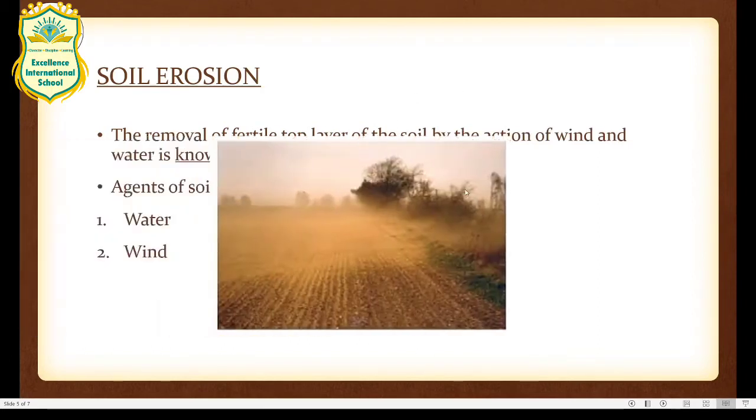Wind. If there is nothing on this soil, it will be very easy to carry the soil because essentially soil is light, it's not very heavy. So wind can carry soil.